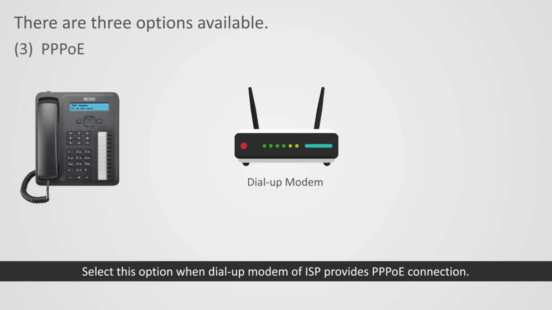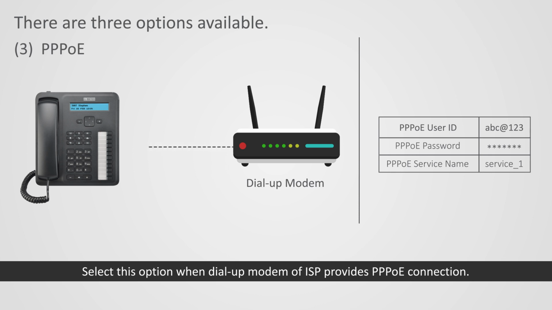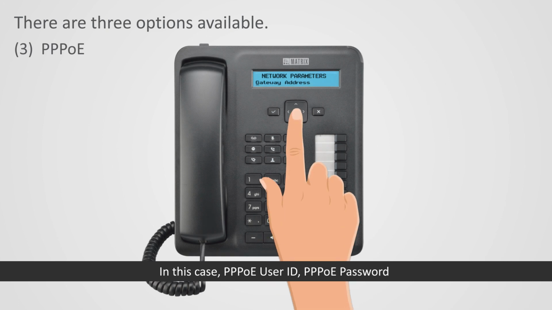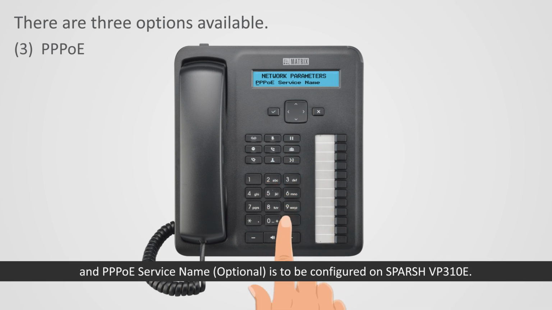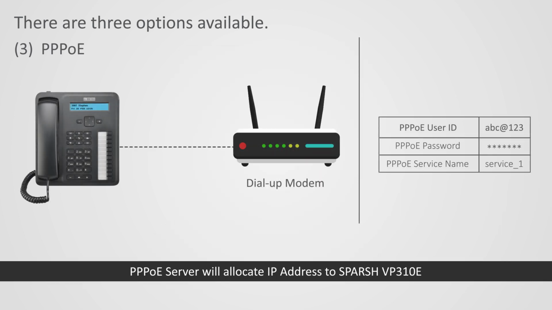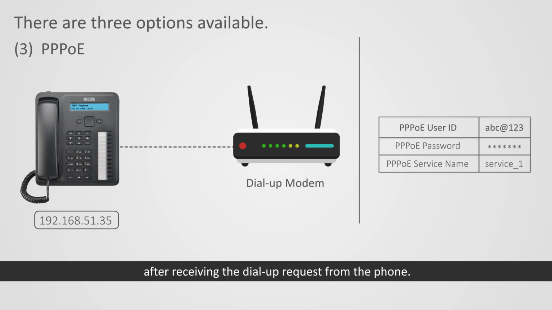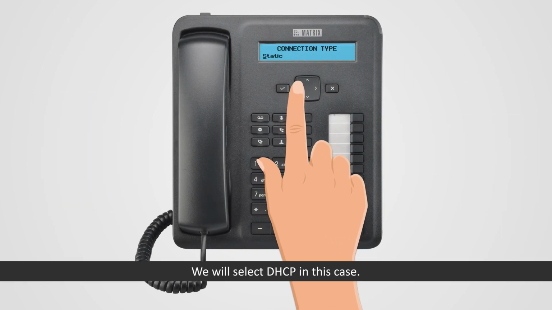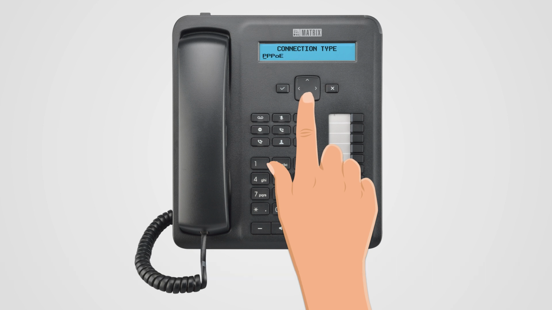PPPoE. Select this option when the dial-up modem of ISP provides a PPPoE connection. In this case, PPPoE user ID, PPPoE password, and PPPoE service name is to be configured on SPARSH VP310E. PPPoE server will allocate IP address to SPARSH VP310E after receiving the dial-up request from the phone. We will select DHCP in this case.